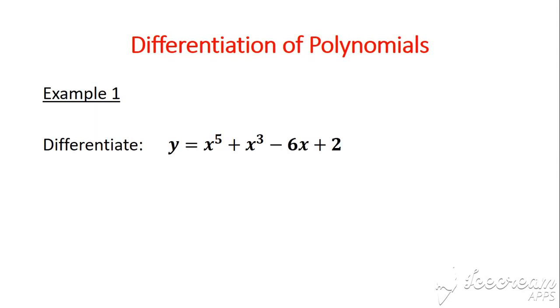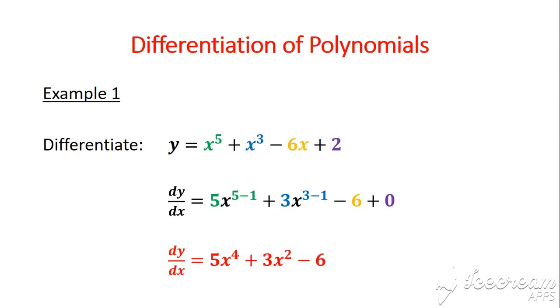Alright, example 1. Let's get into how to differentiate this function. y is equal to x to the power of 5 plus x cubed, take away 6x plus 2. So we're going to turn it into dy dx. The 5 will come out the front of the first term and we'll take 1 off the power of 5. In the second term, the 3 will come out the front and we'll take 1 off the power of 3. The minus 6x will differentiate to minus 6, the x disappears, and the plus 2 differentiates to 0, which will disappear. So when we tidy it up, we get dy dx is equal to 5 times x to the power of 4 plus 3x squared, take away 6.